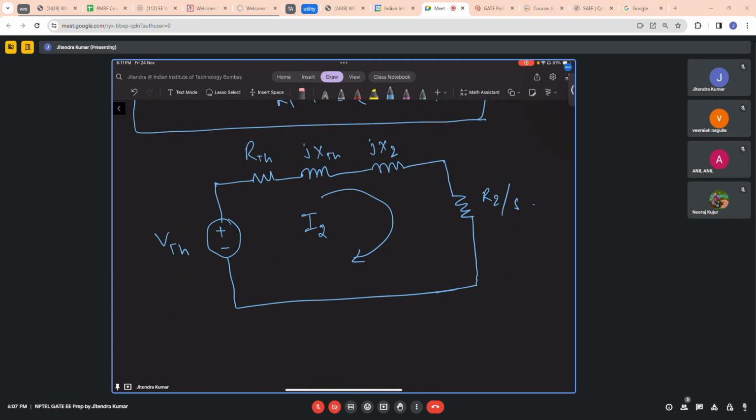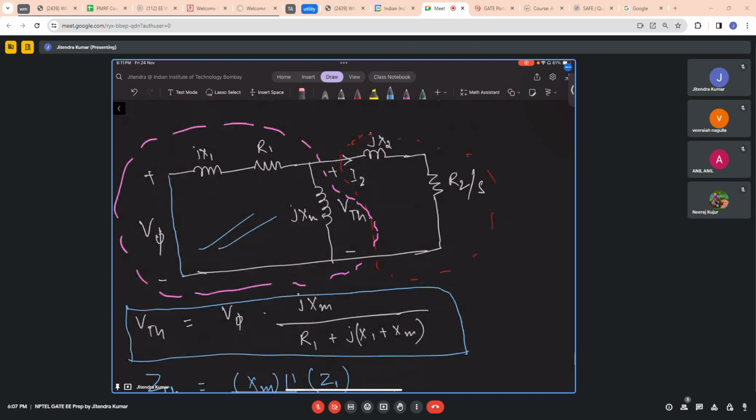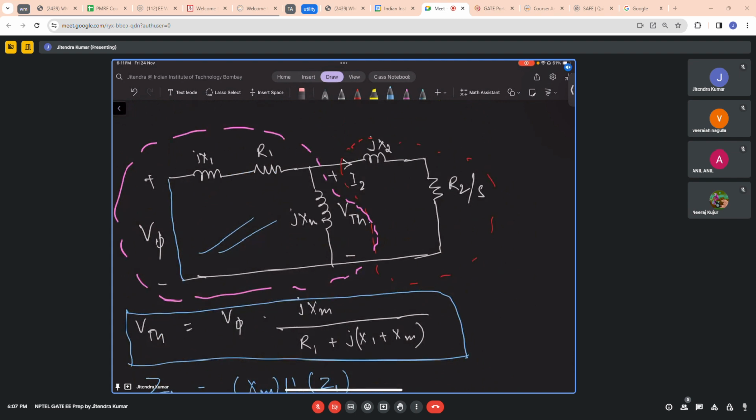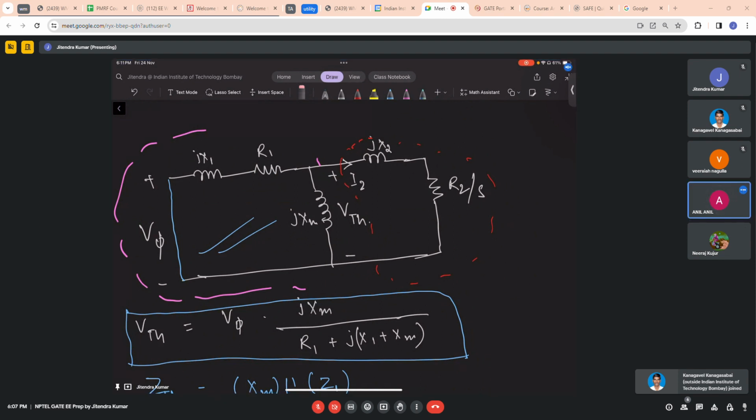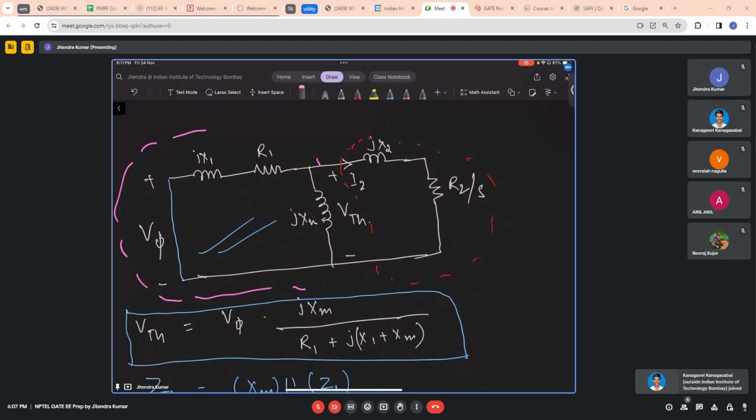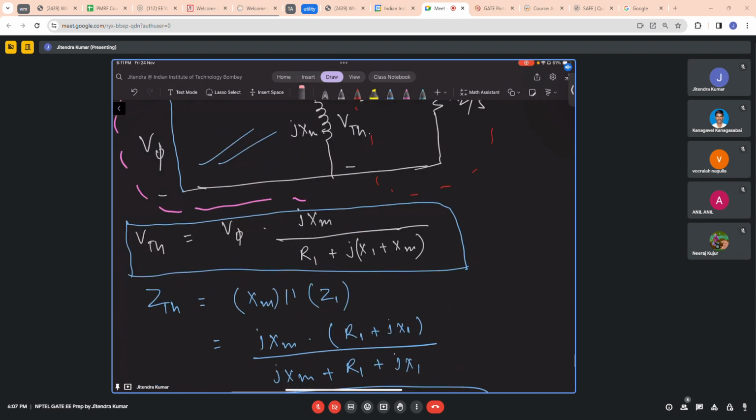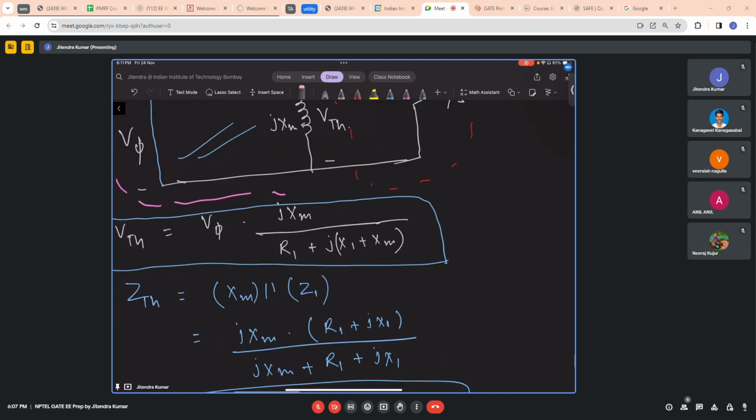What we can do here is this: the parallel branch, XM, the magnetizing reactance. Which reactance value is maximum in this circuit? Can you let me know? If I ask you in this initial circuit which reactance value will be maximum? XM. Absolutely correct. So XM is the highest value. So we can assume that XM is way, way higher than X1. I hope it will not create any issue.